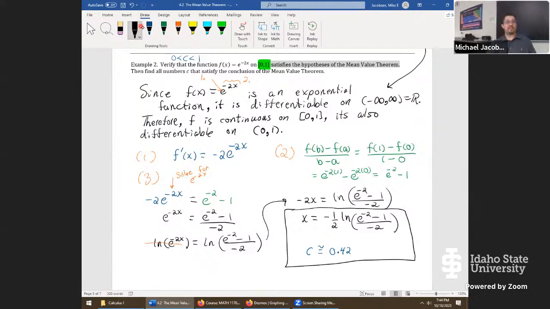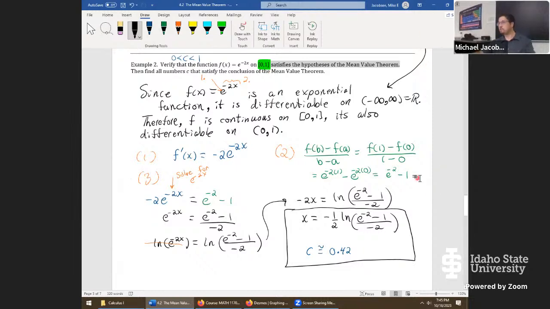So that's the process with the mean value theorem. Any questions, folks, on getting through this one? Okay, so what it's saying altogether is the average rate of change of this function is e power -2 minus 1. And if we go exactly to 0.42 on the graph of this function, then the rate of change at that instant matches the overall rate of change of the whole function from 0 to 1.